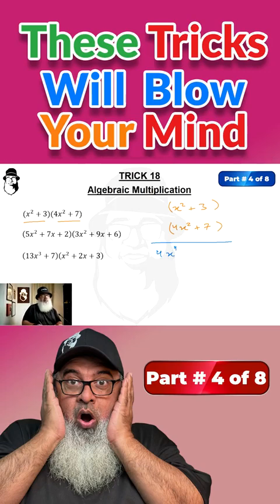Next is we cross multiply and add. This 7 times x squared is 7x squared, and 4x squared times 3 is 12x squared, and we add them. 7x squared plus 12x squared is 19x squared, and the last step is we do the right column. 3 times 7 is 21, and that's our answer in one line: 4x to the power 4 plus 19x squared plus 21.